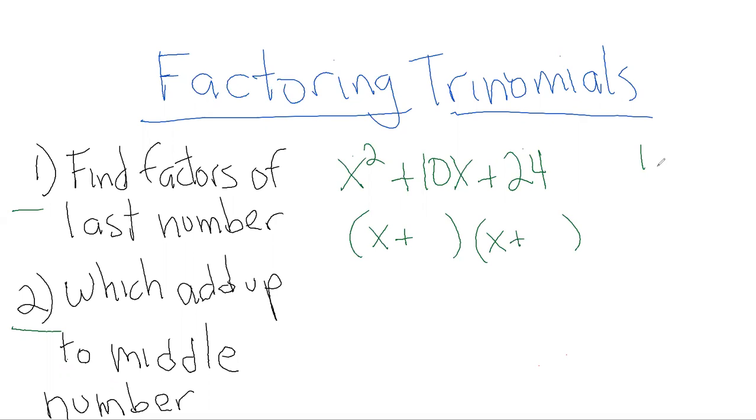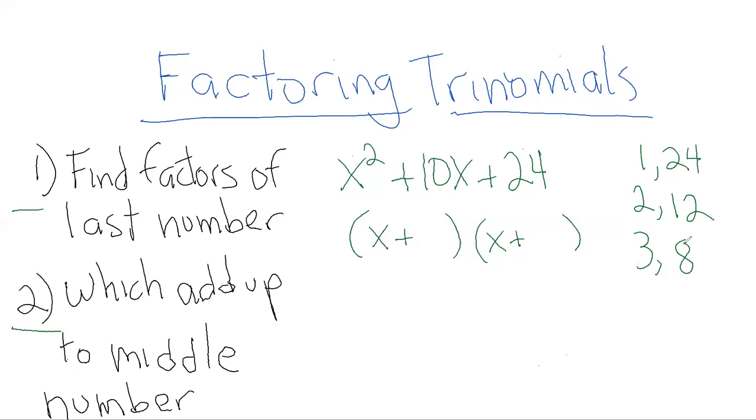So let's go to it. 1 times 24 is 24. Do it with me. What else? Is 2 a factor of 24? 2 times what will give me 24? 24 divided by 2 is 12. Yeah. So 3, I think, and 8.